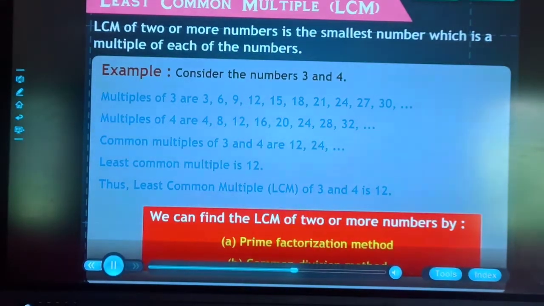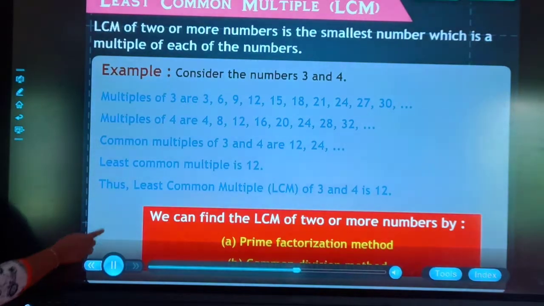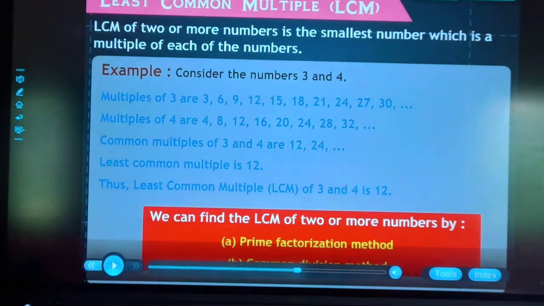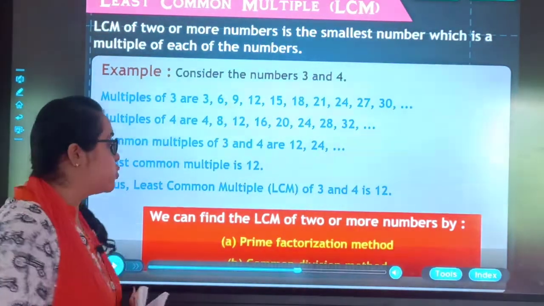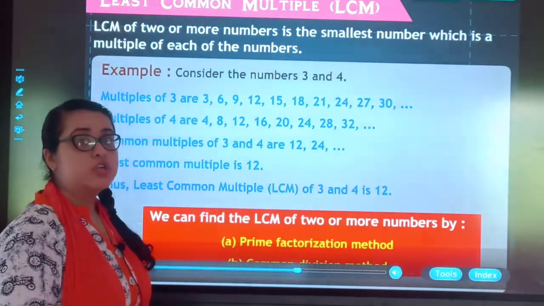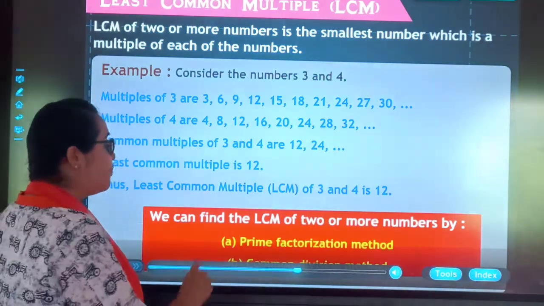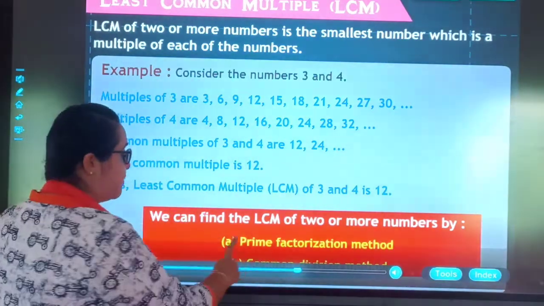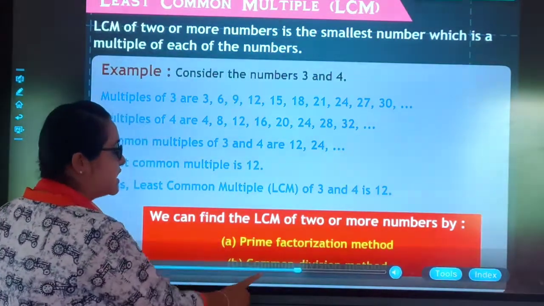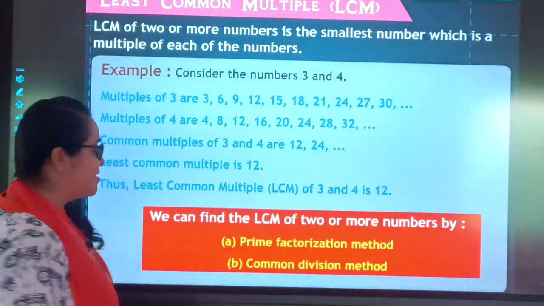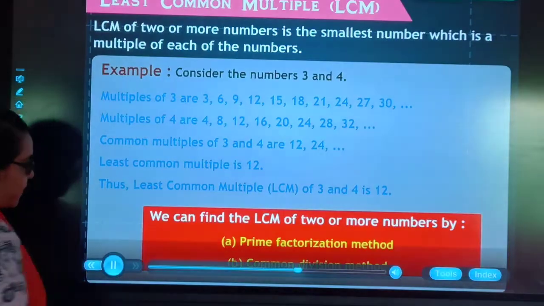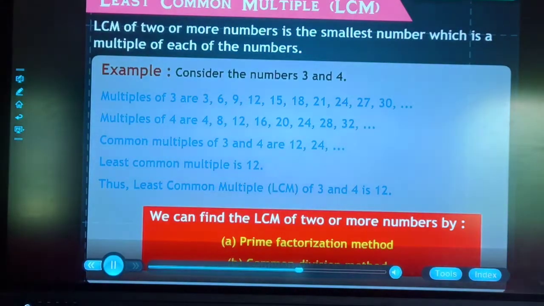We can find the LCM of two or more numbers by A. Prime factor of Student, in this also we have two methods to find the LCM. The first method is prime factorization and the second method is common division method. Okay students? Factorization method. B. Common division method.